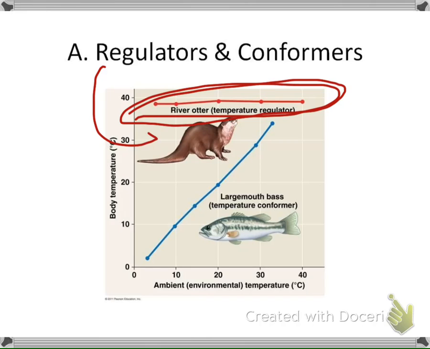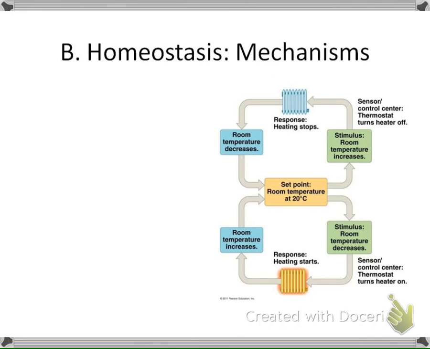So a regulator is like the sea otter, whereas conformers allow their internal conditions to change in accordance with changes in the external environment. So conformers are like this largemouth bass. Spider crabs are a conformer to salt concentration. Homeostasis is maintaining an internal balance.